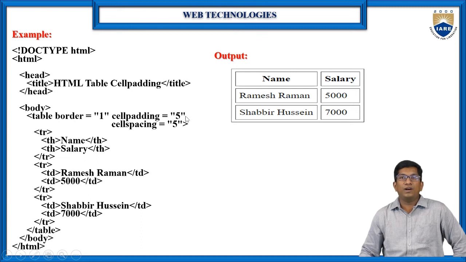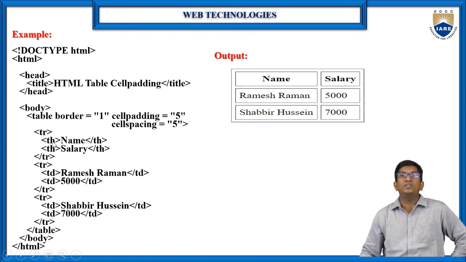Here cell padding is equal to 5 and cell spacing is equal to 5. See here, this one is one cell and this one is another cell. So from cell to cell, the space is 5 pixels, right? From this border to the cell, it takes again 5, because we wrote cell padding is equal to 5. And the remaining we already discussed, that is TR for table row, and headings with TH, that is name and salary. We use 2 columns, name and salary, column 1 and column 2.